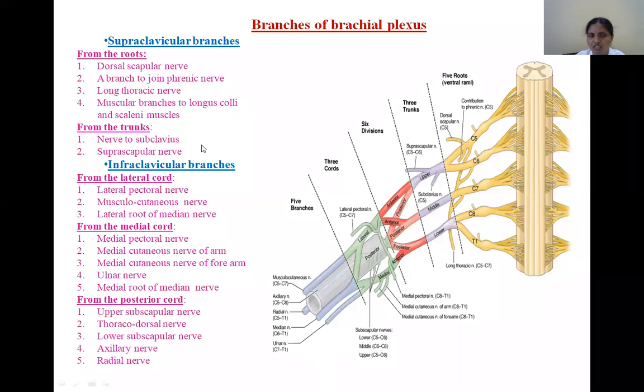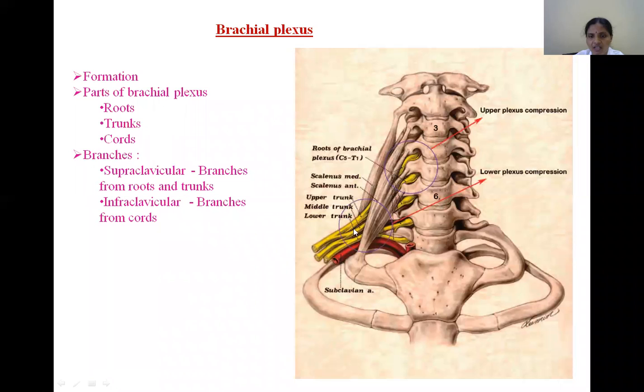Then from the trunks, the brachial plexus gives branches only from the upper trunk. The other two trunks never give any branch. So the upper trunk gives off two important branches, the suprascapular nerve and the nerve to subclavius. The suprascapular nerve supplies the supraspinatus and infraspinatus. So how does it enter the scapula? Here you identify the upper trunk giving off the suprascapular nerve.